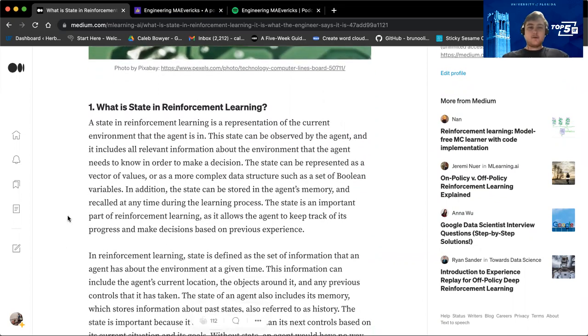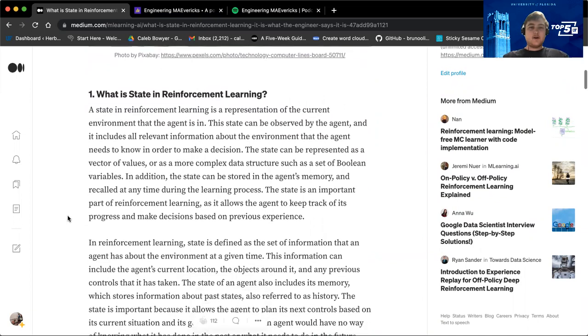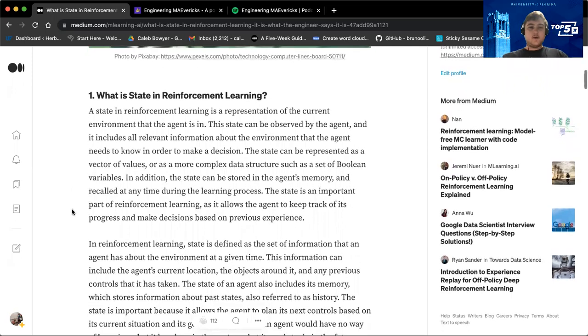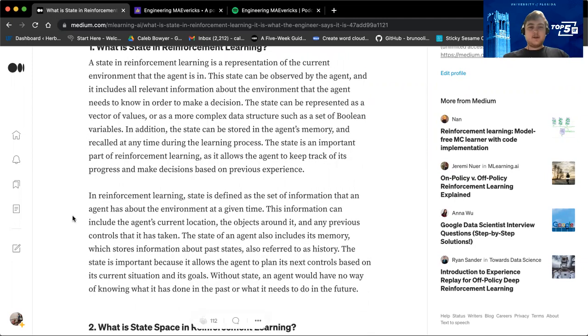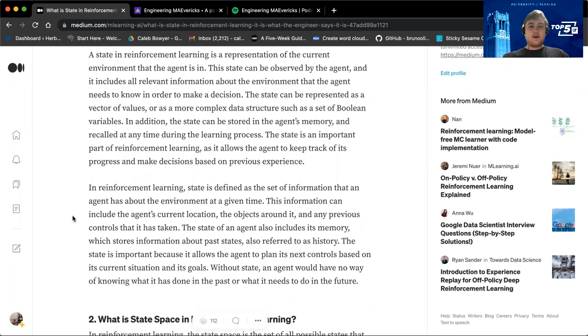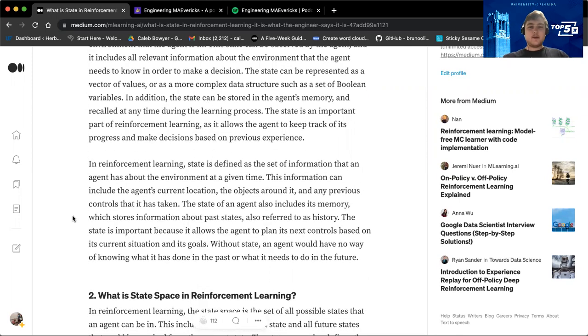A state in reinforcement learning is a representation of the current environment that the agent is in. The state can be observed by the agent, and it includes all relevant information about the environment that the agent needs to know in order to make a decision. The state can be represented as a vector of values, continuous or discrete, or even be a set of Boolean values. Is it this or something else, 1 or 0? You can encode information using Booleans. In addition, the state can be stored in the agent's memory and recalled at any time during the learning process.